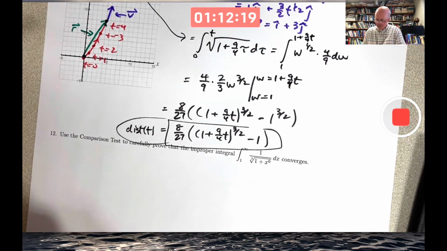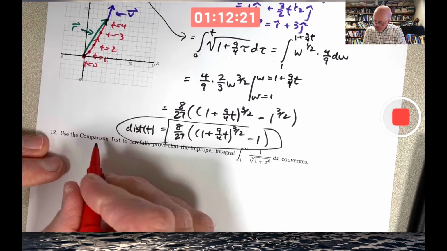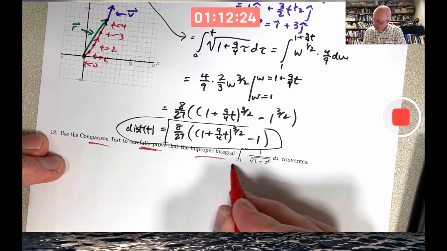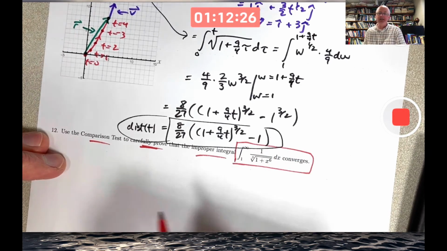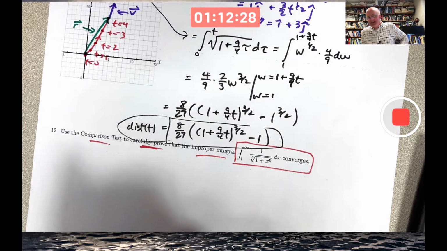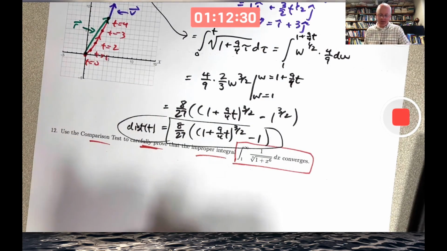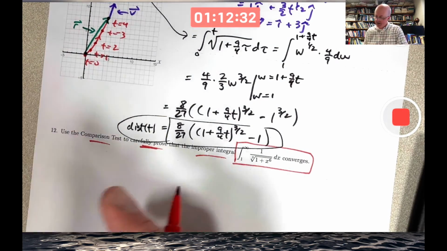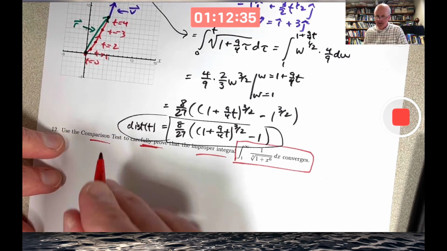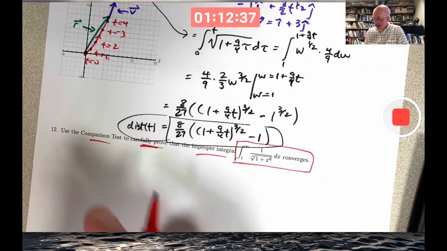Last problem. Oh, it's a proof. Use the comparison test to carefully prove that this improper integral converges. Okay, it's not technically a difficult proof in the big scheme of things, but you got to say things in the right way. And what is the comparison test? You need to know that. You might want to look it up.